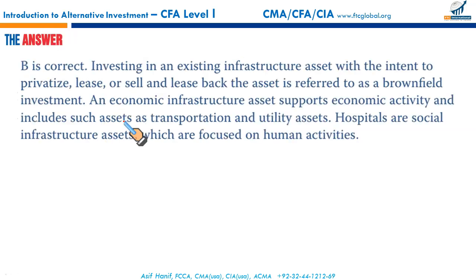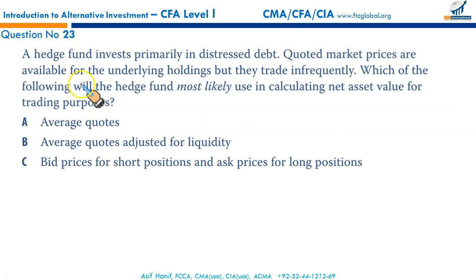So that makes B the correct option. Next, a hedge fund invests primarily in distressed debt. Quoted market prices are available for the underlying holdings, but they trade infrequently. Which of the following will the hedge fund most likely use in calculating the net asset value for trading purposes?